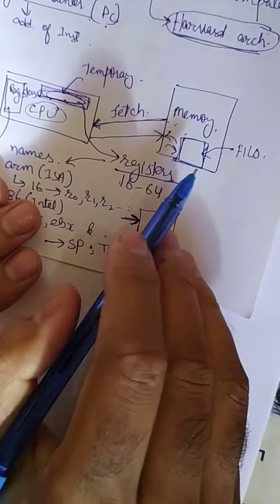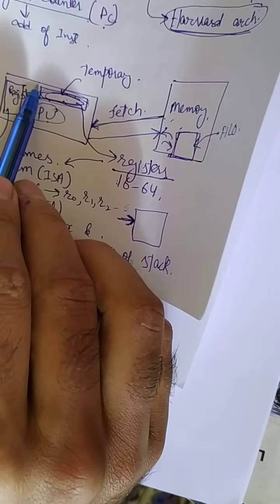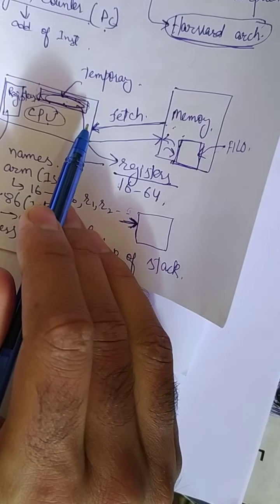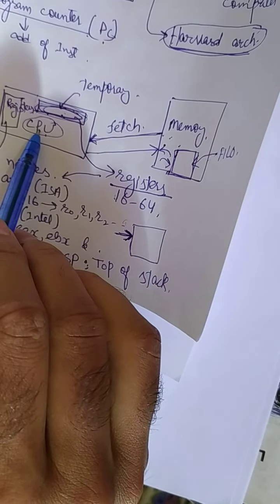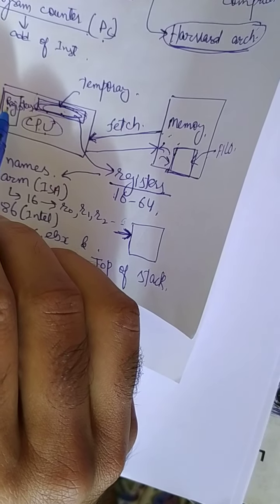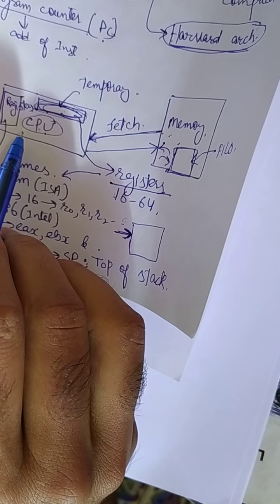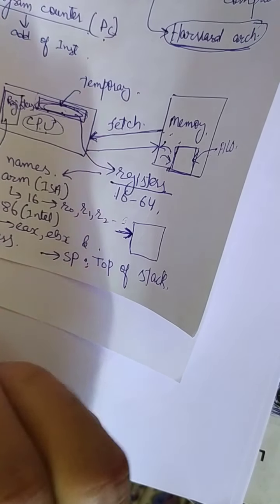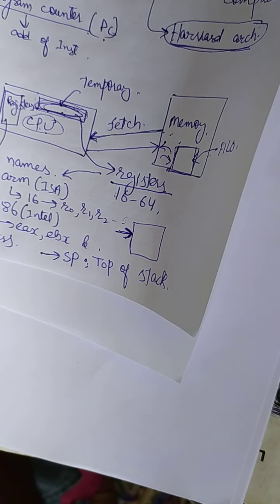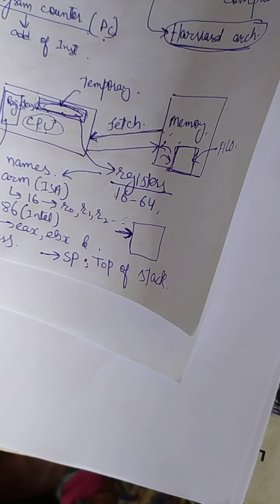Okay, so this is our complete model. We have a memory, we have a CPU, and inside the CPU we have registers, and most of the instructions apply on these registers. So this was all about the models of computer architectures, how computer architecture works, and what the register model is. We will continue the same in the next lecture, where we will discuss some other models of computers.